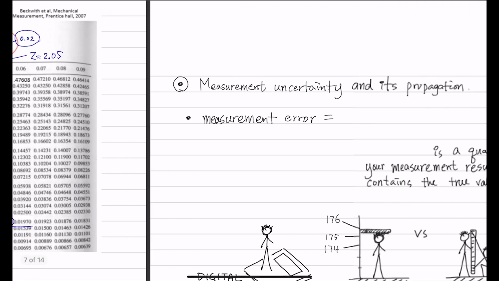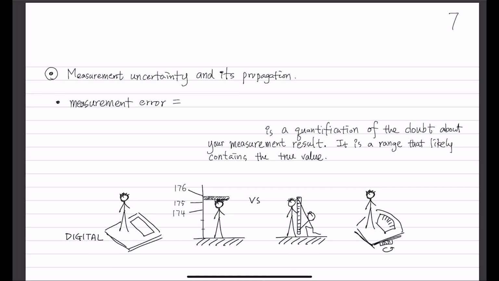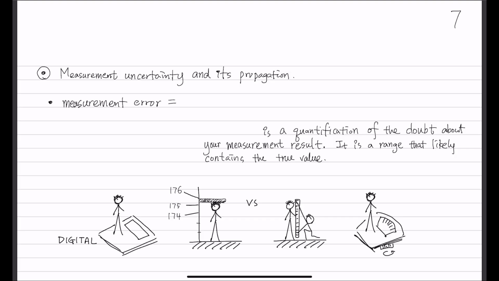Let's move on. And now let's slightly switch gears and talk about uncertainty and its propagation. Okay? So we have this measurement error, and last time I told you guys we always have error in any measurement, right? And so the error is defined by measured value minus the true value.